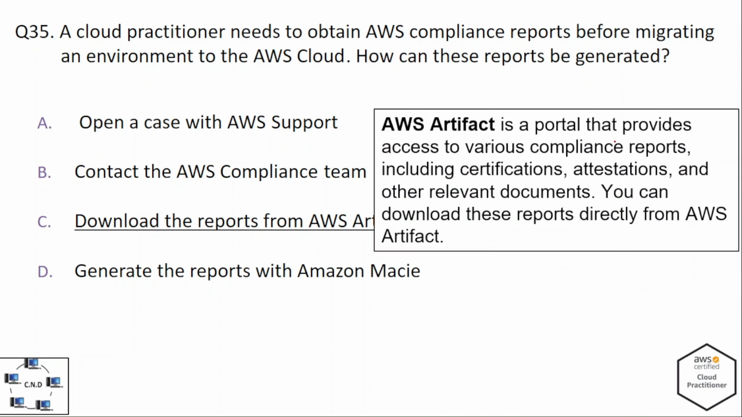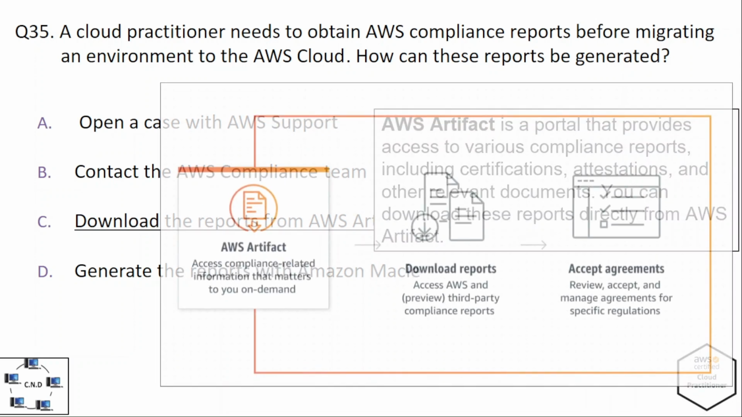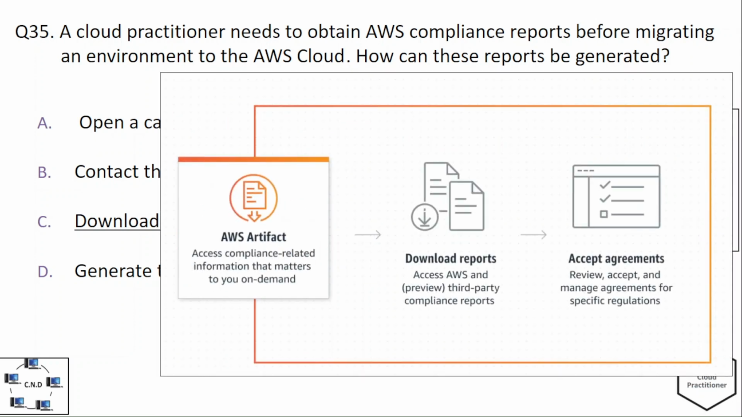AWS Artifact is a portal that provides access to various compliance reports, including certifications, attestations, and other relevant documents. You can download these reports directly from AWS Artifact, and this is basically AWS Artifact, where you can download reports, accept agreements, review, etc.